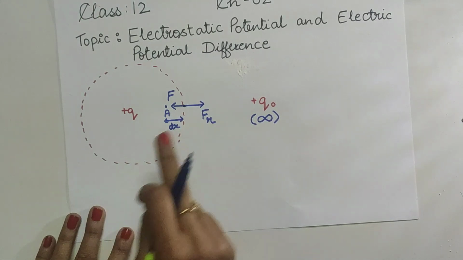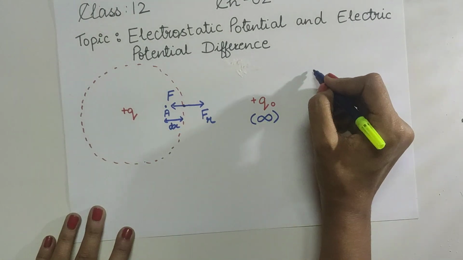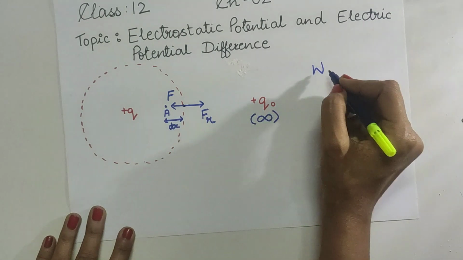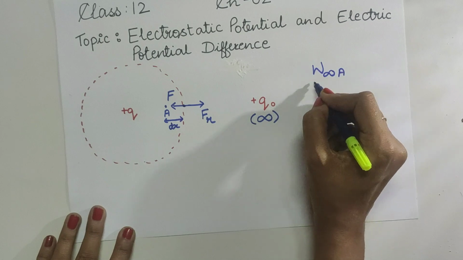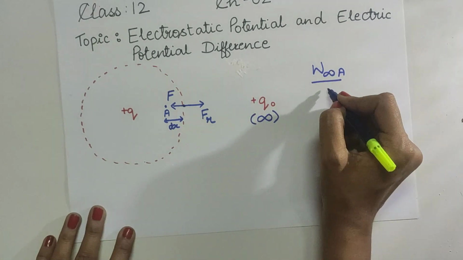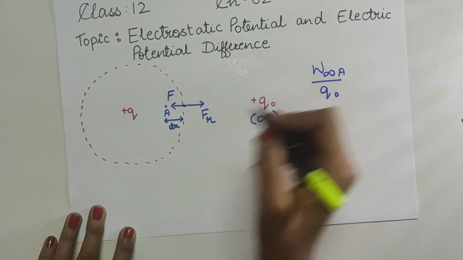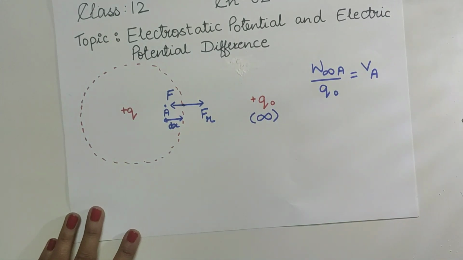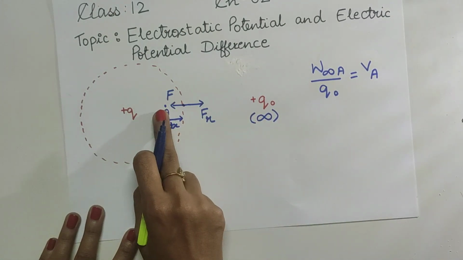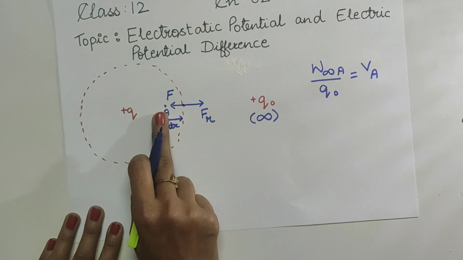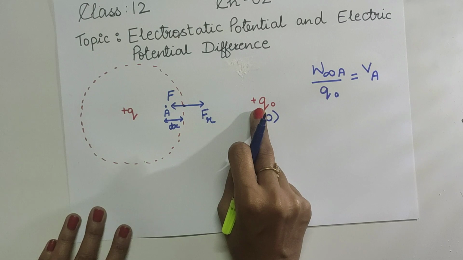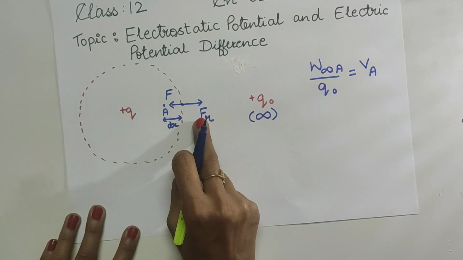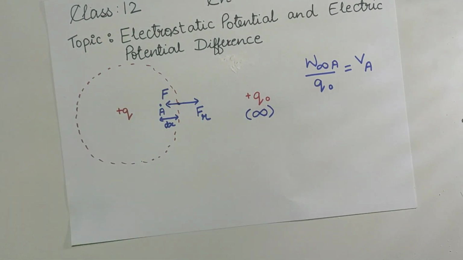Well, my dear students, this external work done on the test charge to bring the positive test charge from infinity to point A is defined as the potential at point A. Thus, I would be defining the potential at point A as the minimum work done on the unit positive test charge to bring it from infinity to the point A against the repulsive force within the electric field.